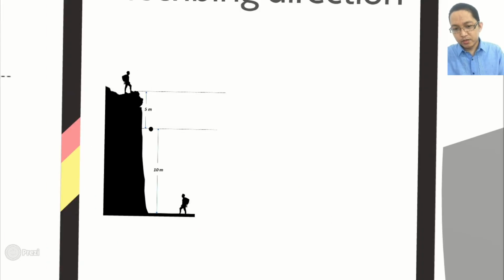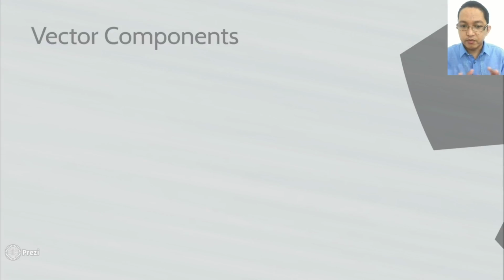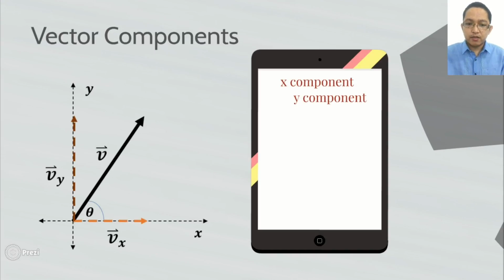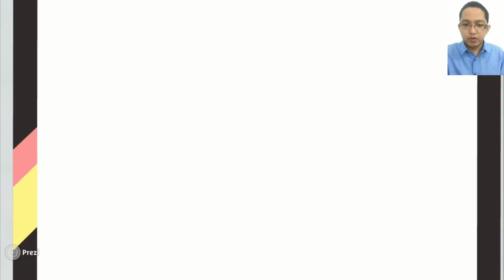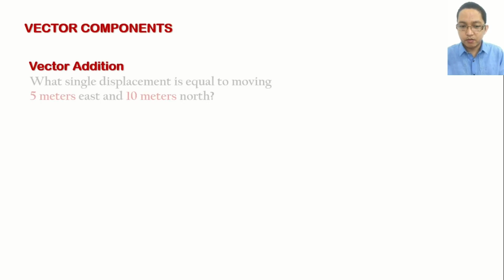Now that we know the symbol of how to write the values with the direction indicated, using positive and negative, there is one last thing we need to know: vector components. Let me illustrate it through vector addition. Let us say we will combine two vectors using this question.